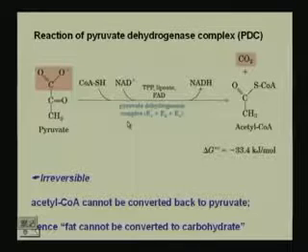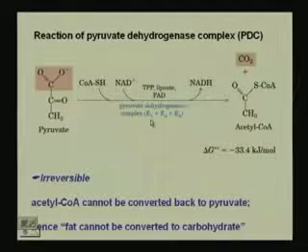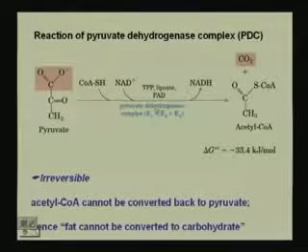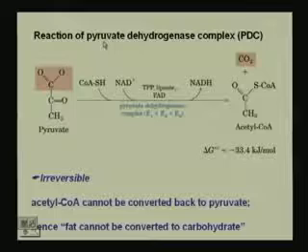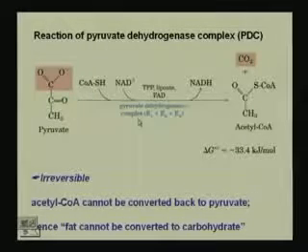So, it is a complex of enzymes, actually 3 enzymes, E1, E2 and E3. We will see what those components are in a moment, and this is called the PDC, the pyruvate dehydrogenase complex, that comprises 3 enzymes.